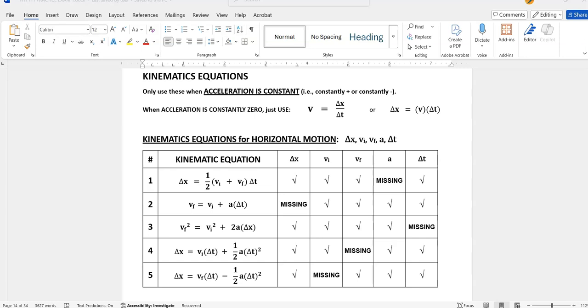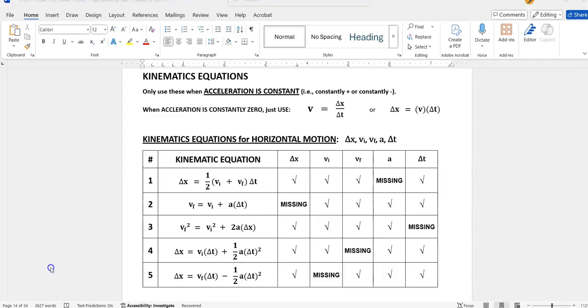Hello and welcome back to part 7 of the Delaware Tech Physics 111 Exam 1 Preparation and Practice Exam covering motion, also known as kinematics. In this section, we're going to talk about actual kinematics equations and how to use them.